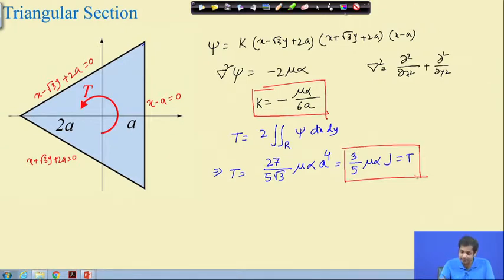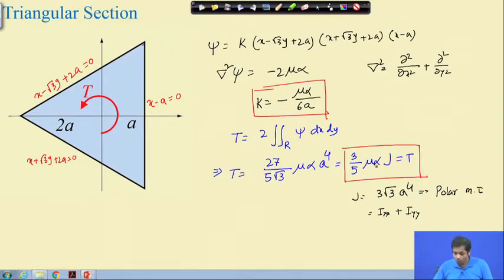where J is the polar moment of inertia, that is, for this cross section this is equal to 3 root 3 a to the power 4. That is the polar moment of inertia, or second moment of inertia. So, this J is equal to I xx plus I yy. So, this is the relation between torsion and the angle of twist.